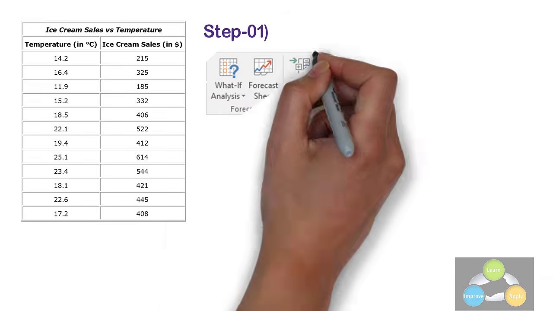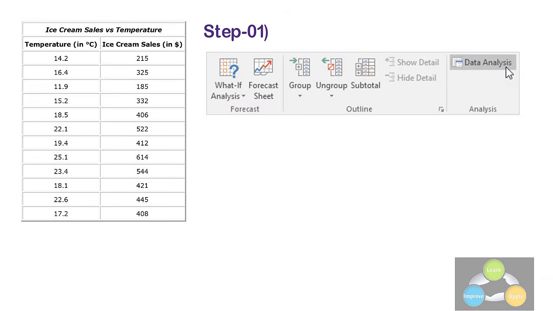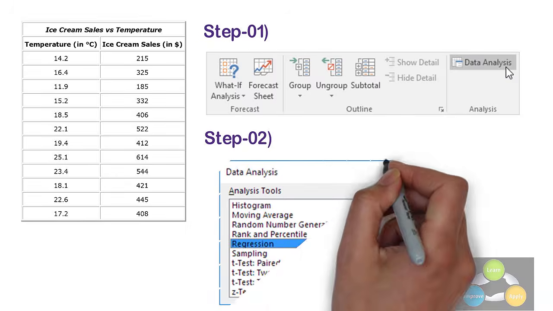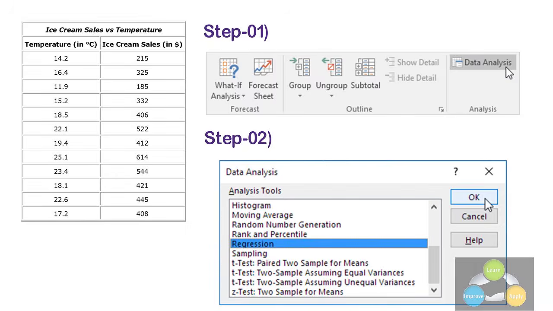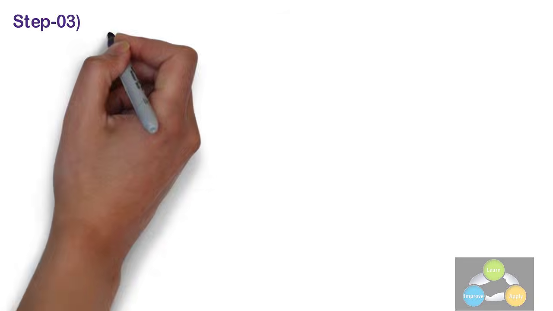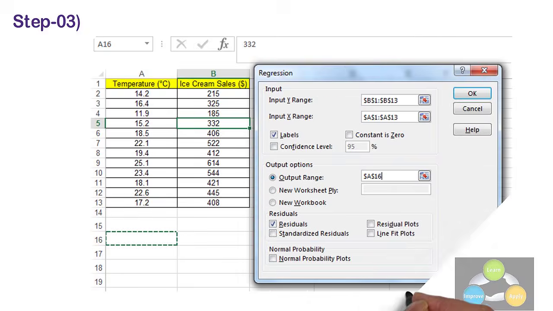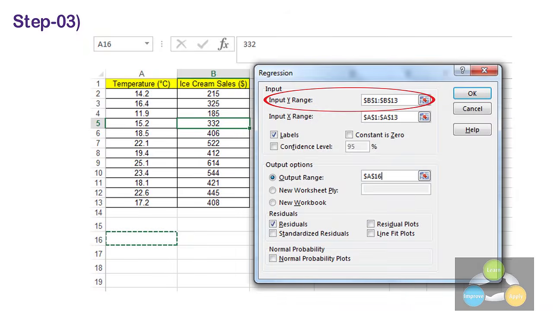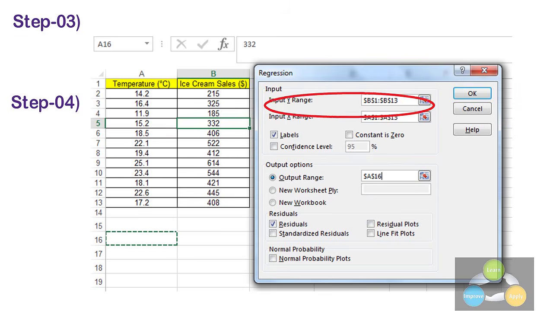Step 1. On the Data tab in the Analysis group, click Data Analysis. Step 2. Select Regression and click OK. Step 3. Select the y range, that is B1 to B13. This is the predicted variable, also called the dependent variable. Step 4. Select the x range A1 to A13. These are the explanatory variables, also called independent variables. These columns must be adjacent to each other.